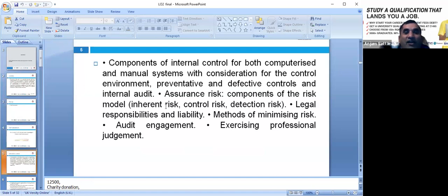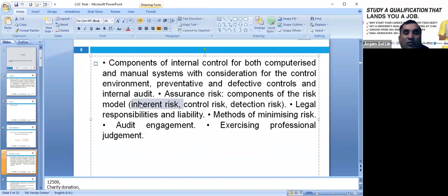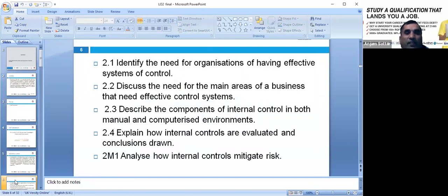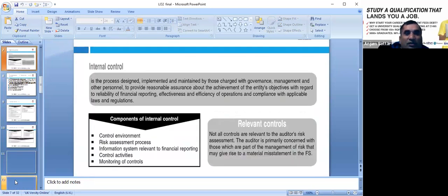Risk can be inherent risk, control risk, or detection risk if we can't detect it. Those risks are themselves a risk. Risk is the probability of happening, and we need to make sure we reduce those risks. And so we had two learning outcomes, 2.1 and 2.2. These we discuss in our lesson 2.